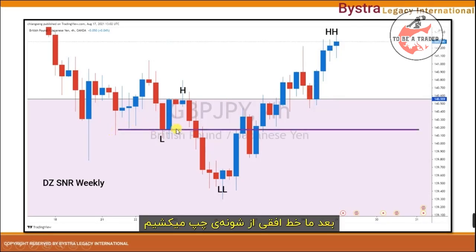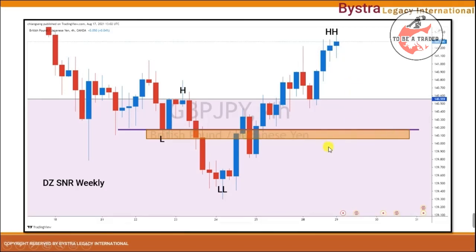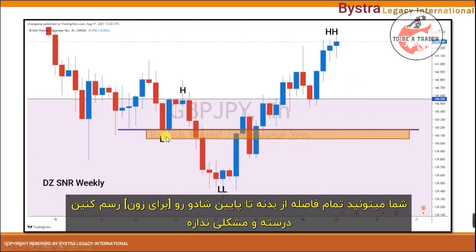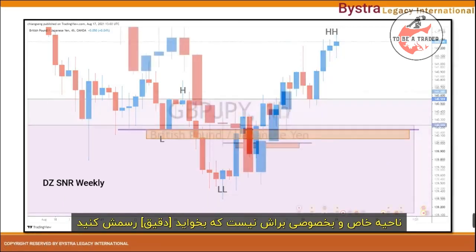Then we mark the horizontal line at the left shoulder. This is the left shoulder, or we call it the low of the QM. And then next, we mark the zone as easy monitoring when the price comes back to this zone. Okay, you can mark all the way from the body to the shadow, it's fine. No specific zone that you need to mark.